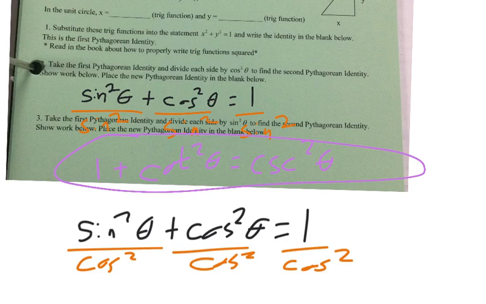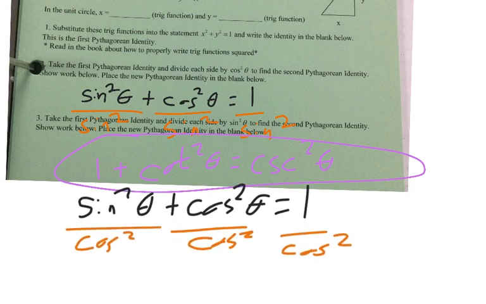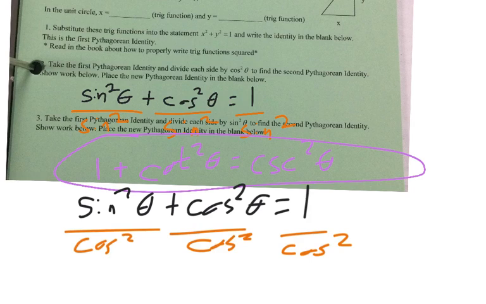And so sine squared divided by cosine squared is, sine over cosine is tangent. Cosine over cosine, 1. And 1 over cosine squared?